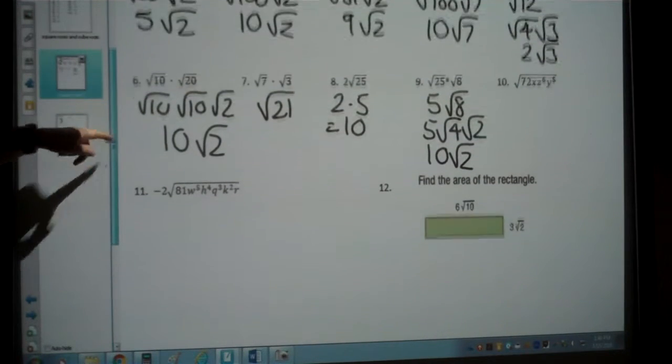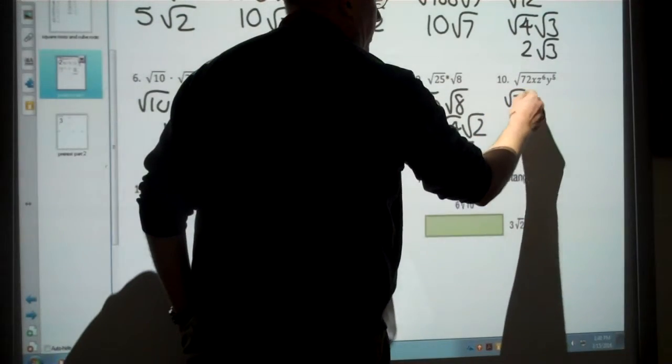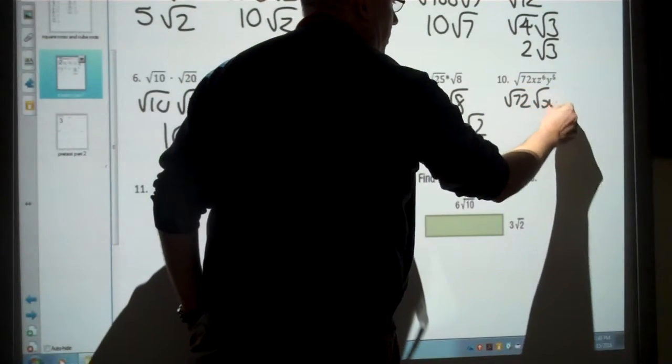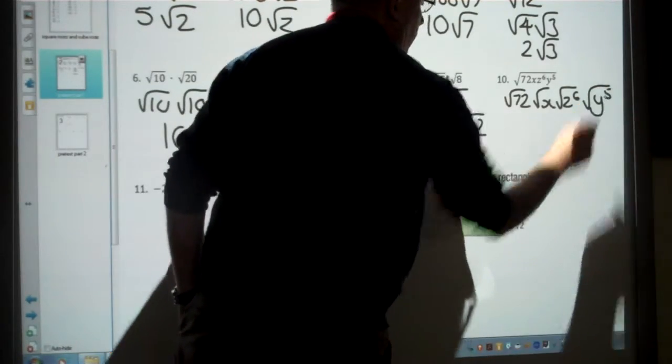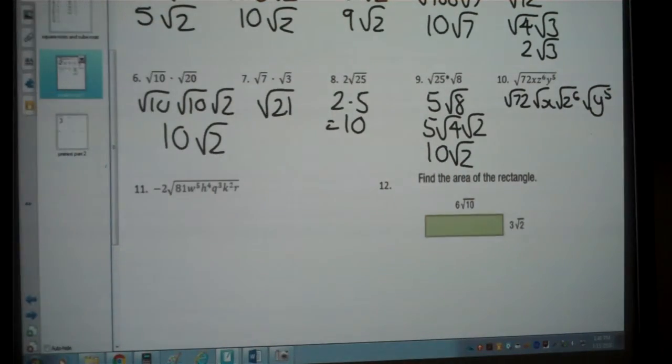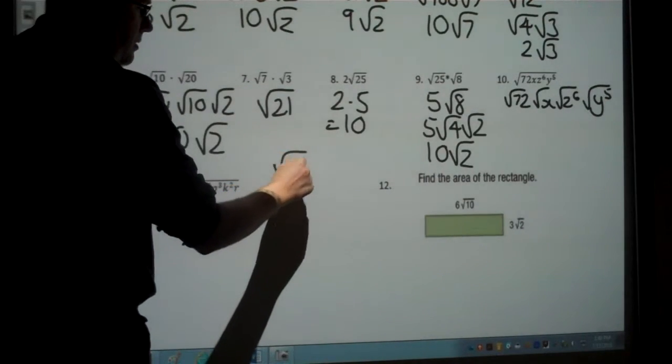When we get to number 10, this is a question that's a little bit longer. I've got to split this up into several parts. 72, square root of x, square root of z to the 6, square root of y to the 5. So the numbers we can just do like we did earlier. I'm going to do it over here. 72.